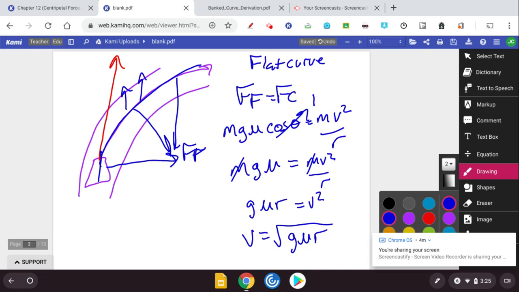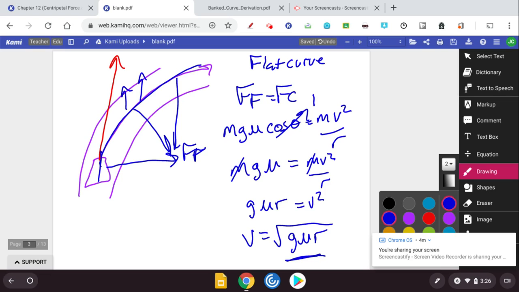And if you ever had that experience of going around a corner and not having your car continue around that corner because of a lack of friction, you would say grr. And notice that's what we have here, g mu r. That equation says to us that as the coefficient of friction goes down, the radius has to go up to keep the velocity the same.